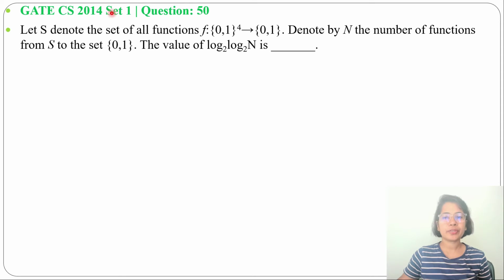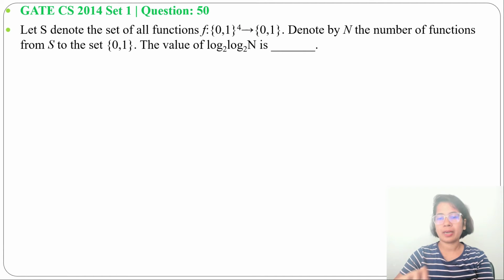Let's solve one previous question of set theory. This question was asked in GATE CS 2014 set 1 question number 50. Let S denote the set of all functions f: {0,1}^4 to {0,1}. Denote by n the number of functions from S to the set {0,1}. The value of log base 2 n is dash.